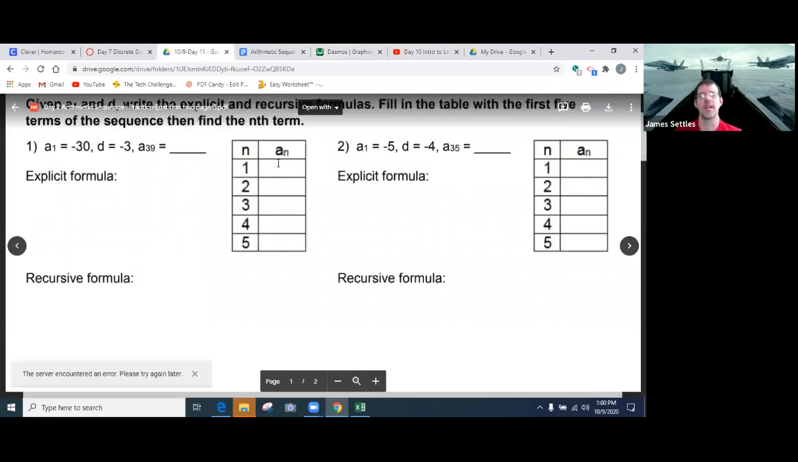I'm going to go write this down, so I need you to make this table real quick. I don't care if you use n and a sub n or x and y, because it's the same thing. And we started with negative 30, because that was a sub 1. So this 1 right here is our very first number. And then it's going by 3, so negative 33, negative 36, negative 39, and negative 42. And we got all those numbers just from that table.